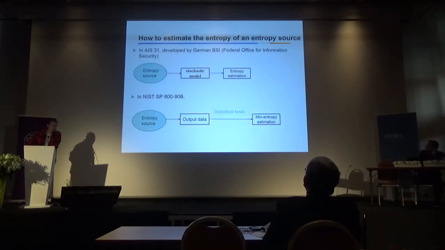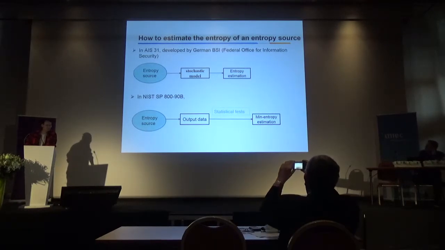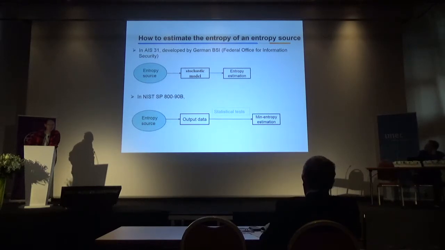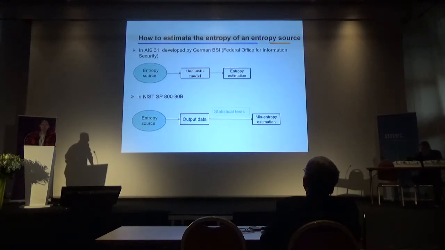Well, how to estimate the entropy of an entropy source? In AIS31, developed by the German BSI, the TRNG designers are required to provide a stochastic model for the entropy source, and so the entropy can be estimated by the stochastic model in theory. But in NIST NIID, designers only need to make sure their entropy source can pass a set of statistical tests, and we studied the statistical tests in NIID.